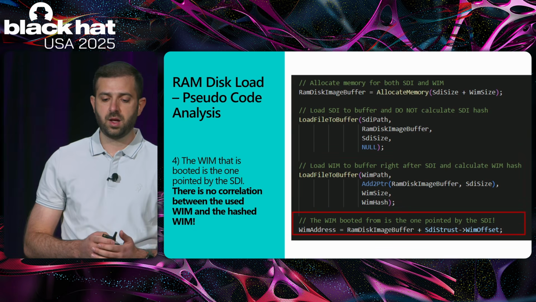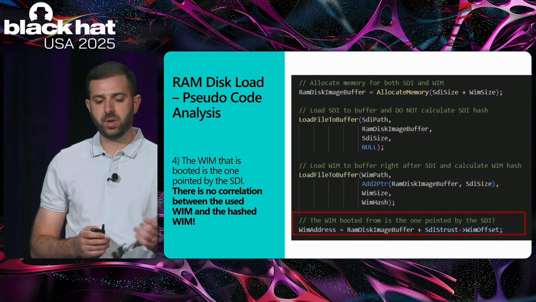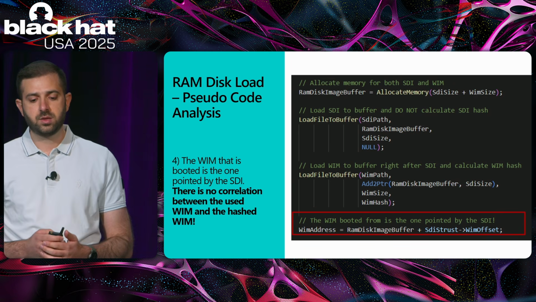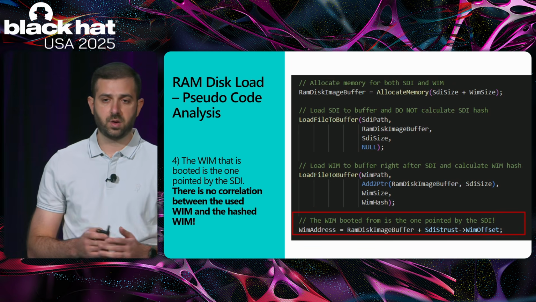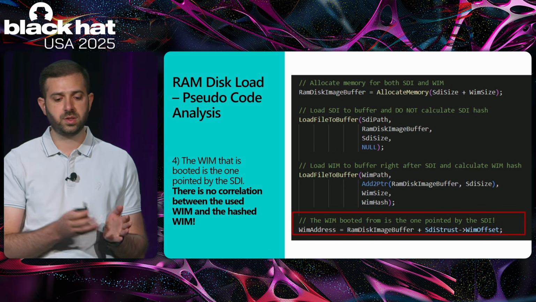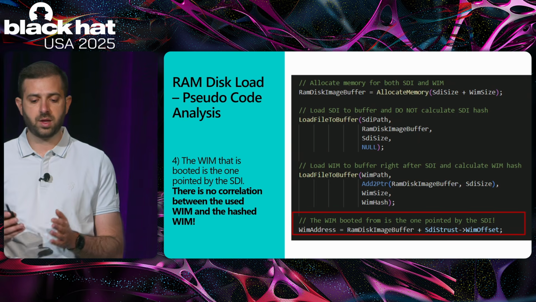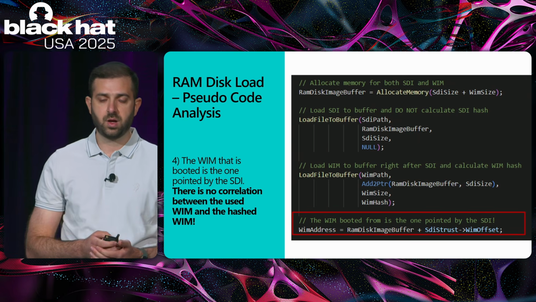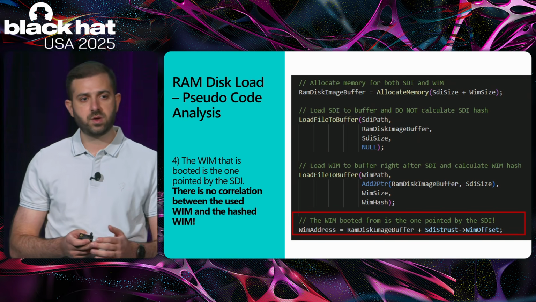And finally, the WIM address is determined by adding the WIM offset stored in the SDI to the RAM disk buffer address. Notably, there is no verification linking between the WIM being used to the one that was hashed earlier, allowing the offset to be set arbitrarily. With that in mind, let's dive into our first vulnerability.